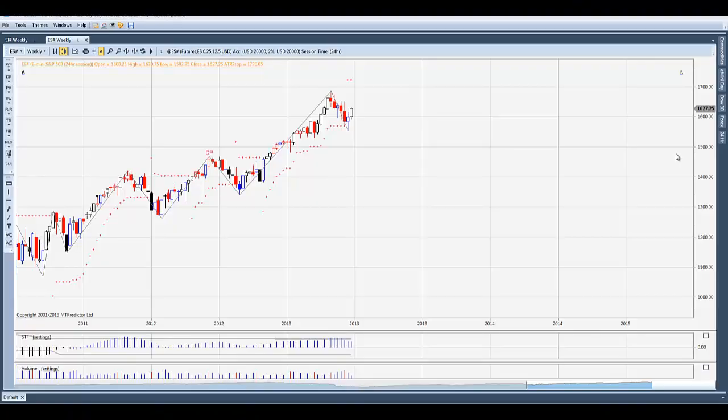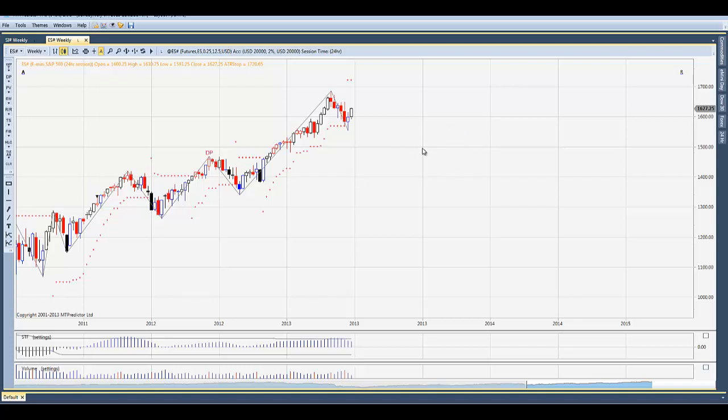This is the MTPredictor weekly market update for July 7th. So welcome all back from the 4th of July holiday here in the States. Canada had their holiday as well. And after a holiday, a lot of times you do get a trend change.